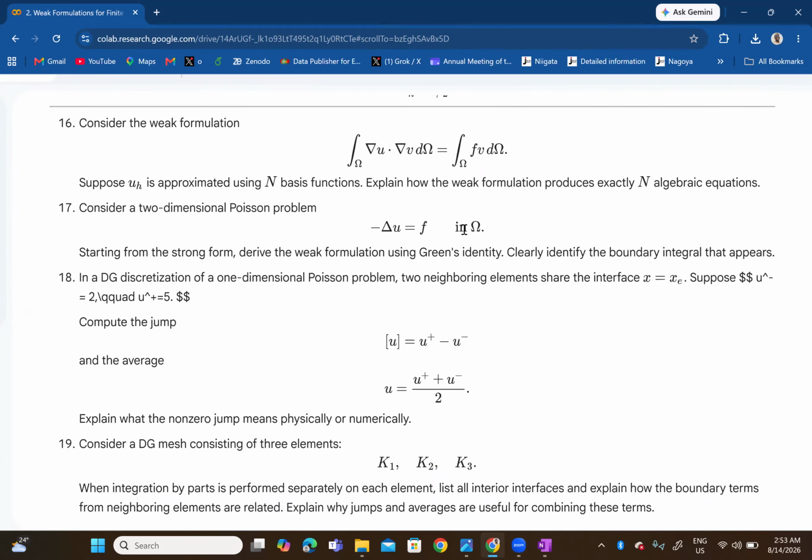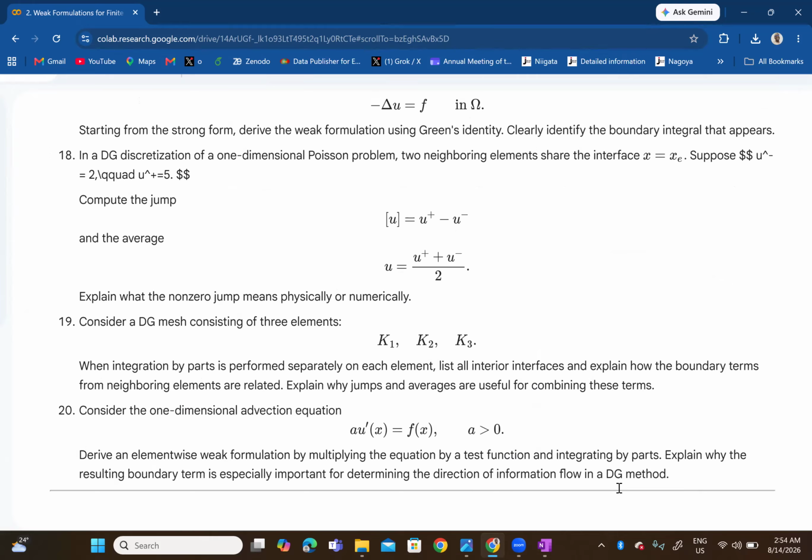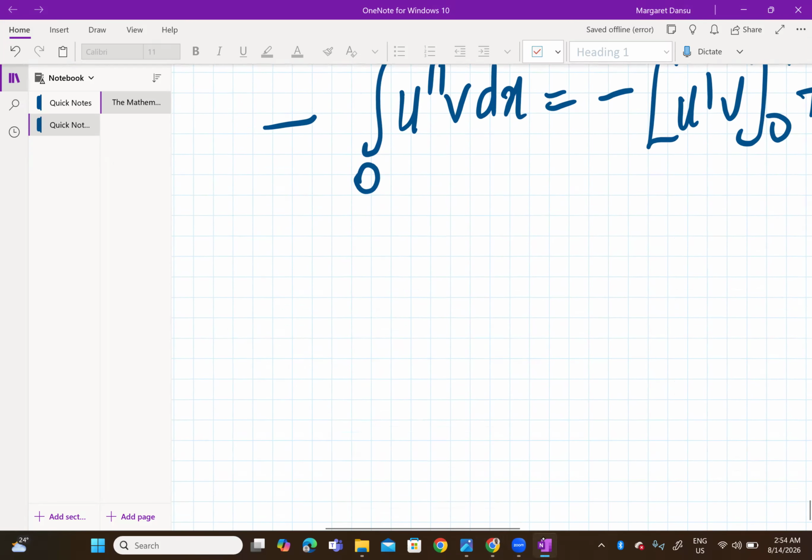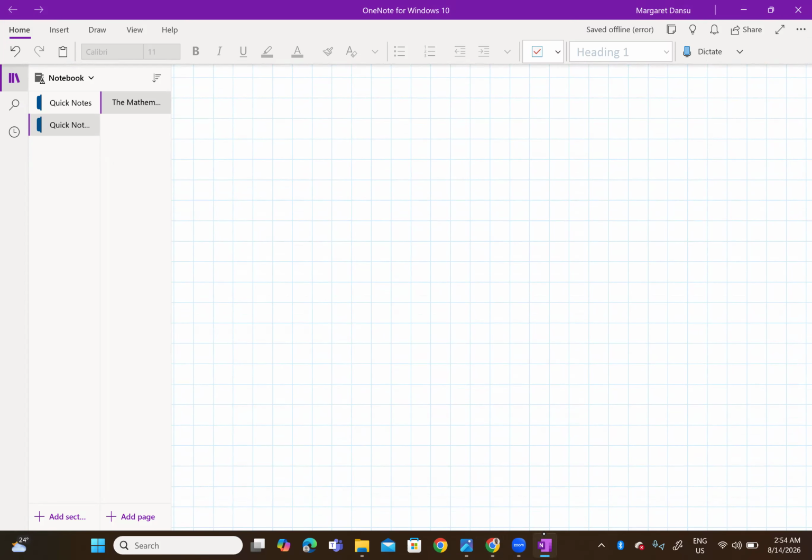Consider a two-dimensional Poisson problem: minus del squared u equals f in omega. Starting from the strong form, derive the weak formulation using Green's identity. Clearly identify the boundary integral that appears. This is 19, and then the last one, 20. Let's quickly take those problems as we take this special topic home.